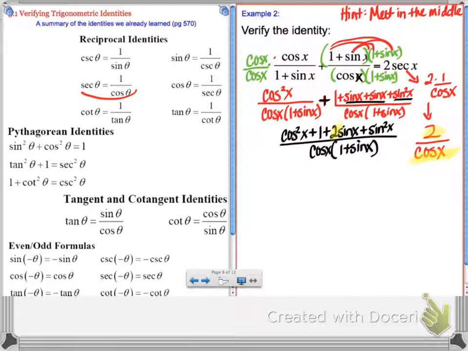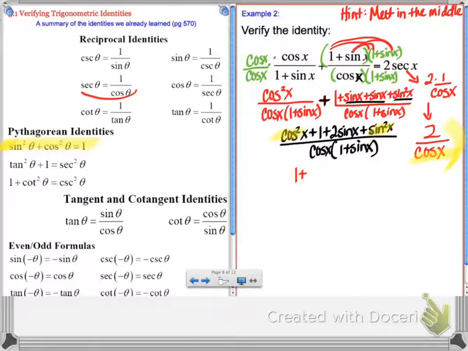And we now have a single fraction. So again, it's along the route of where I want to go. So let's take a look at how we can simplify further and get rid of some stuff up top and make it simpler. I'm seeing sine squared and cosine squared, so I'm starting to think Pythagorean identity.